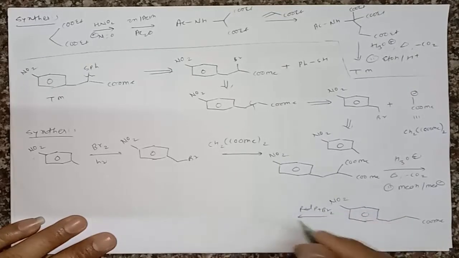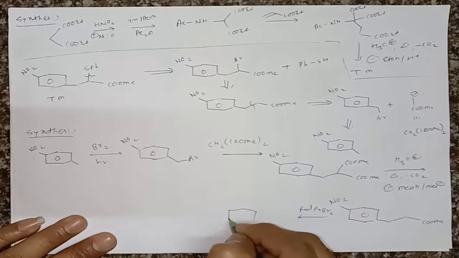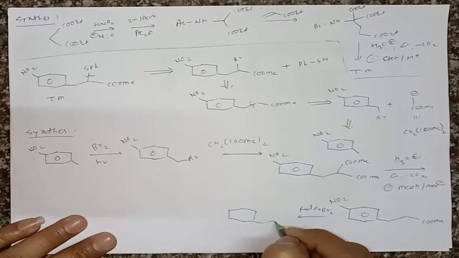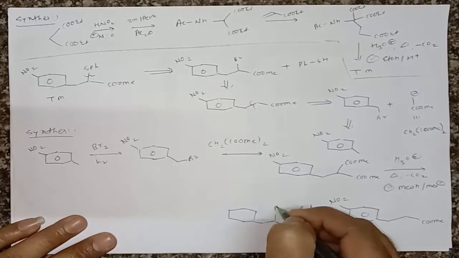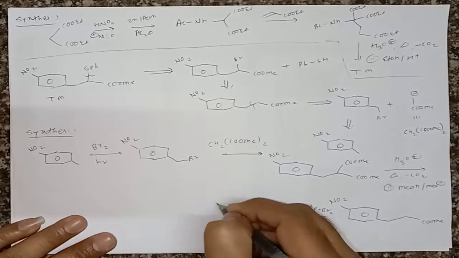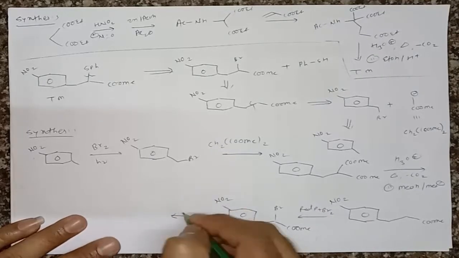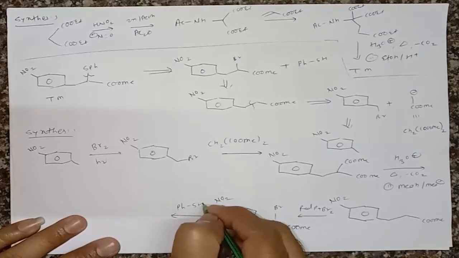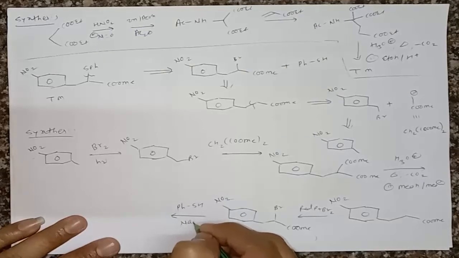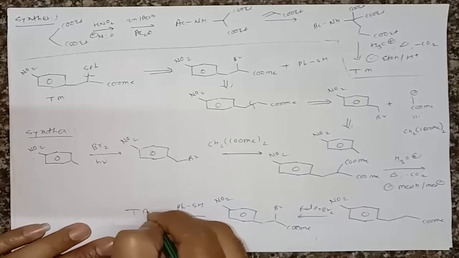Red phosphorus plus bromine gives formation of an alpha bromo ester. So this is COOMe, here is the bromine group, and then the remaining will be the same. Further we have to treat this compound with thiol in the presence of NaOH. It gives formation of the target molecule.